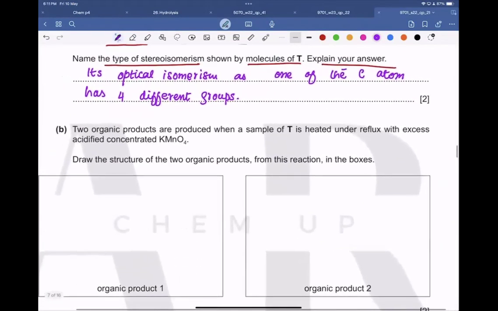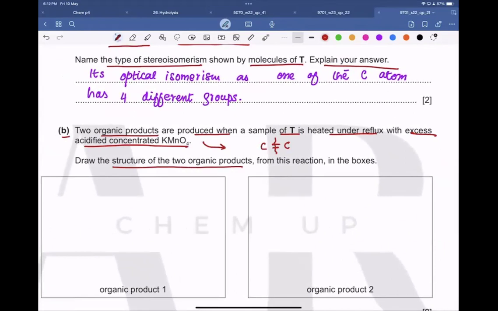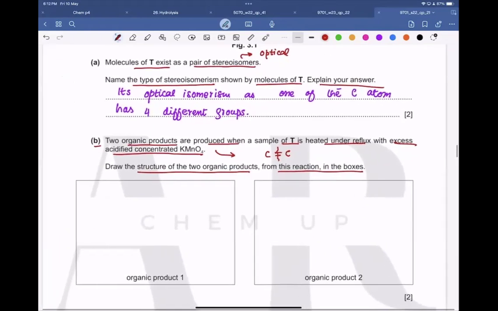Okay. Now, part B. Two organic products are produced when a sample of T is heated under reflux with excess acidified concentrated permanganate. So if you recall, when this happens and there is a carbon-carbon double bond, the molecule breaks apart from here. Draw the structures of the two organic products from this reaction in the boxes.